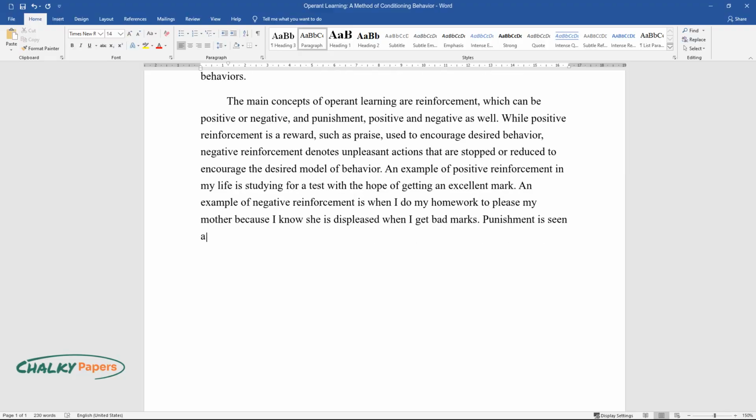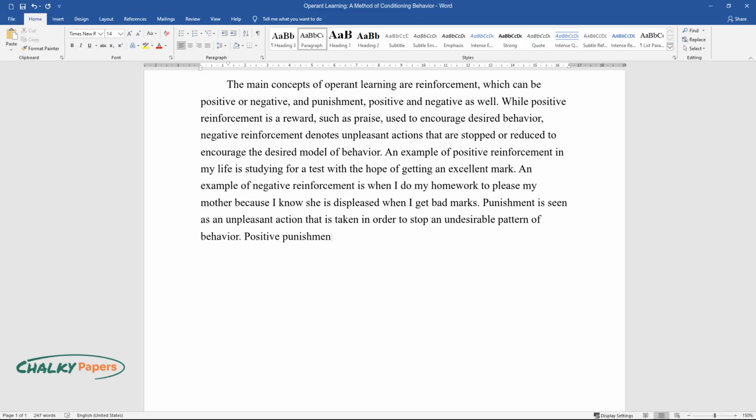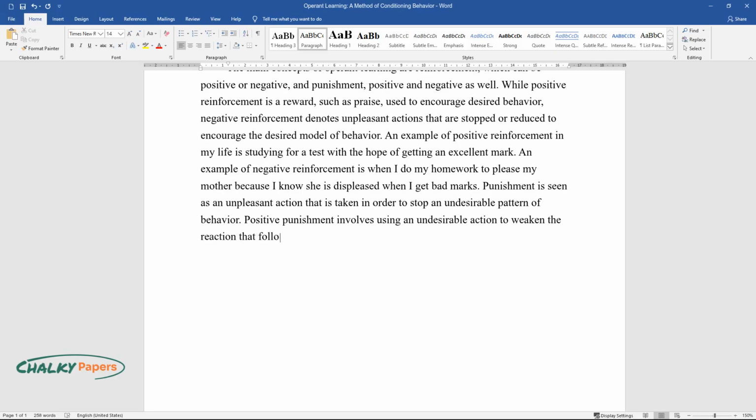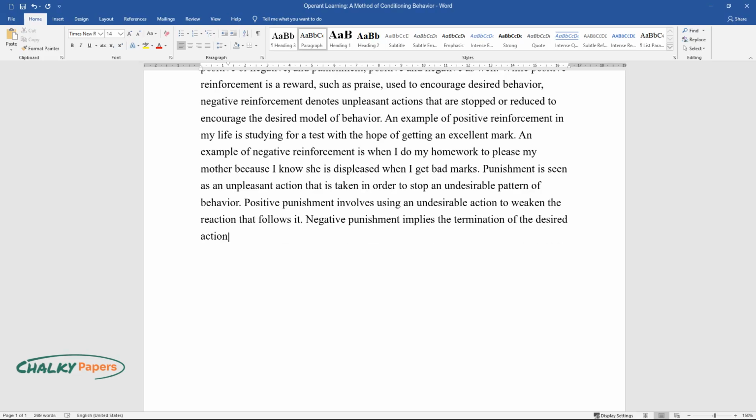Punishment is seen as an unpleasant action that is taken in order to stop an undesirable pattern of behavior. Positive punishment involves using an undesirable action to weaken the reaction that follows it. Negative punishment implies the termination of the desired action or the deprivation of the desired object when an undesired pattern of behavior takes place.